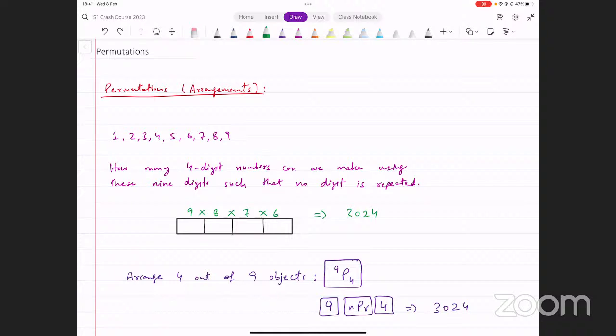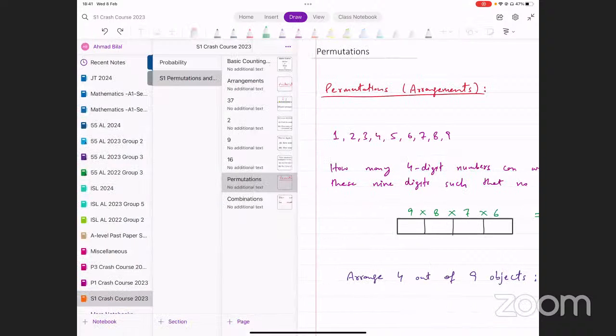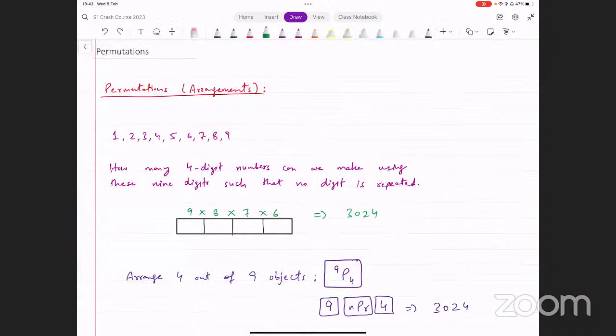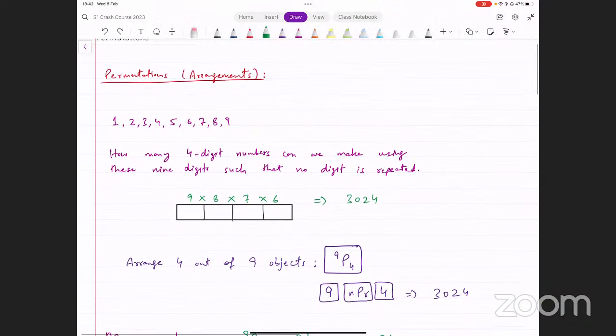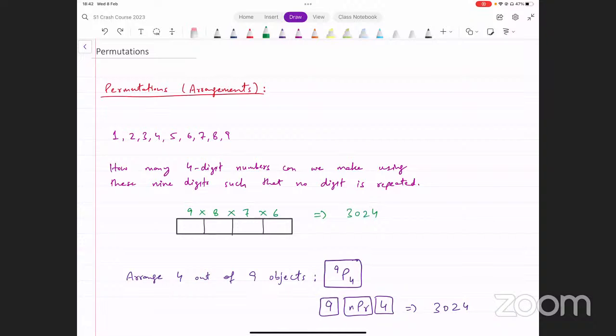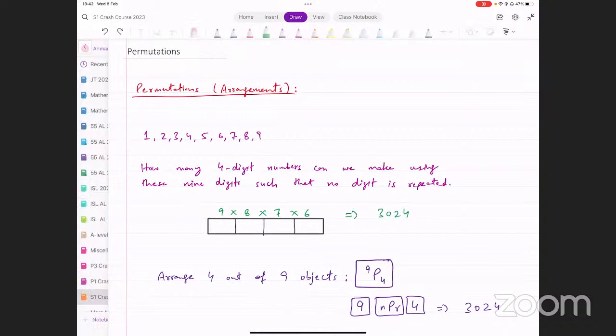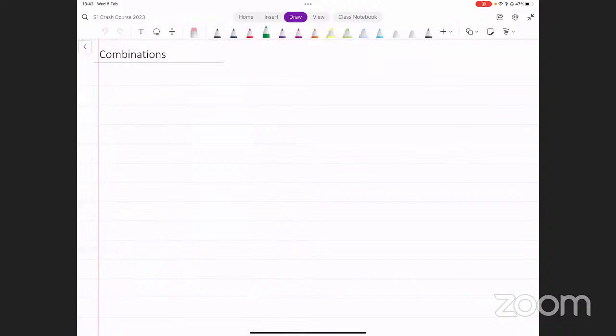All right, let's move on to combinations then. So permutations was basically just arrangements, but now we've got this new notation that you should be familiar with. Now, what are combinations? Combinations are basically about selecting objects out of a certain number.